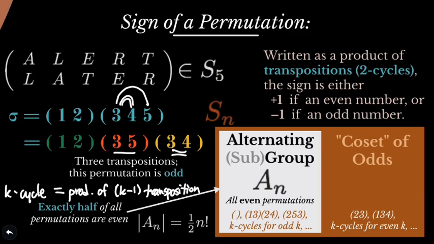Here's a question. Why is the set of odd permutations not a group? Let's think about inverses first. If you give me an odd permutation, what can I say about its inverse? Like let's say 1, 3, 4. That's an odd permutation. What's its inverse as a permutation? 1, 4, 3. Is that odd? Yeah, that's odd. So the inverse of an odd permutation will still be an odd permutation.